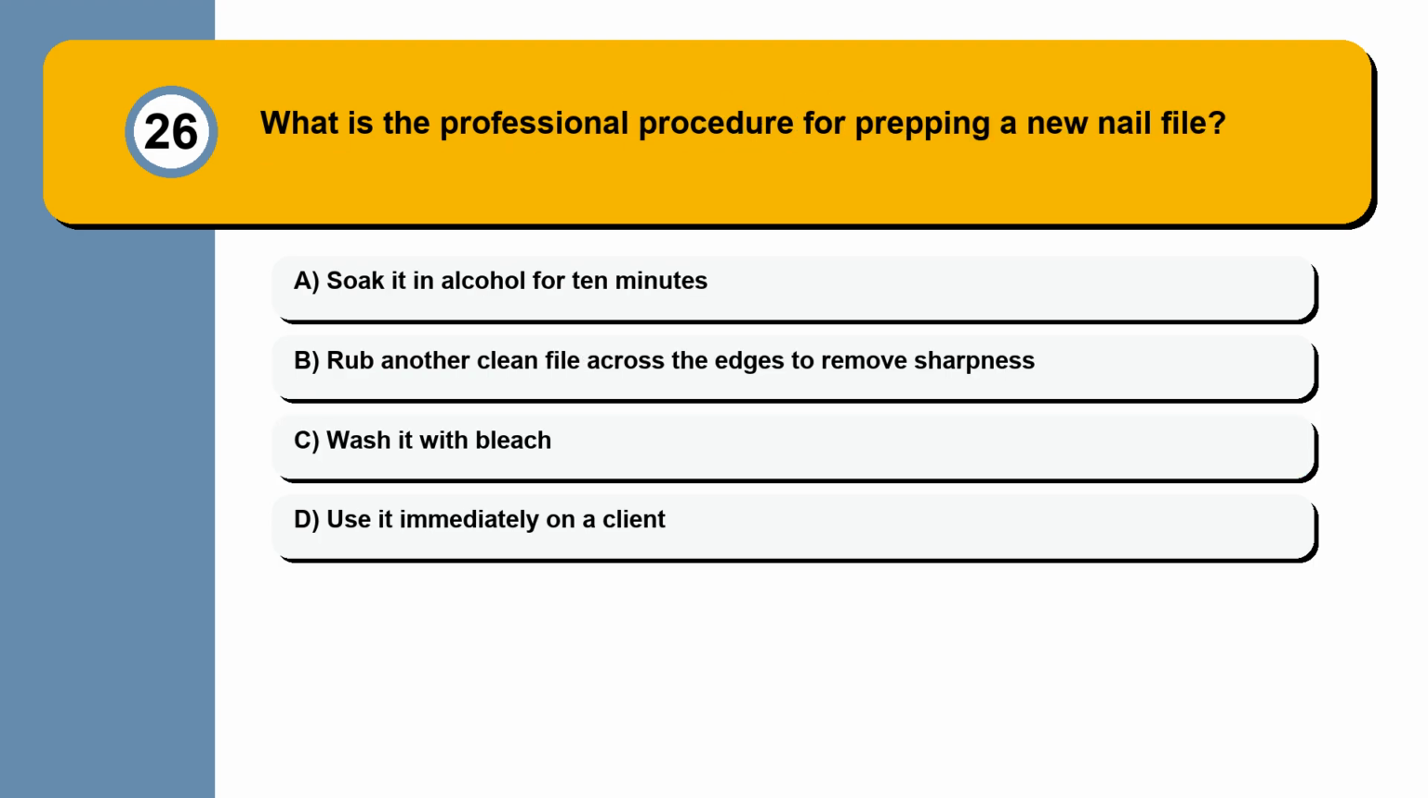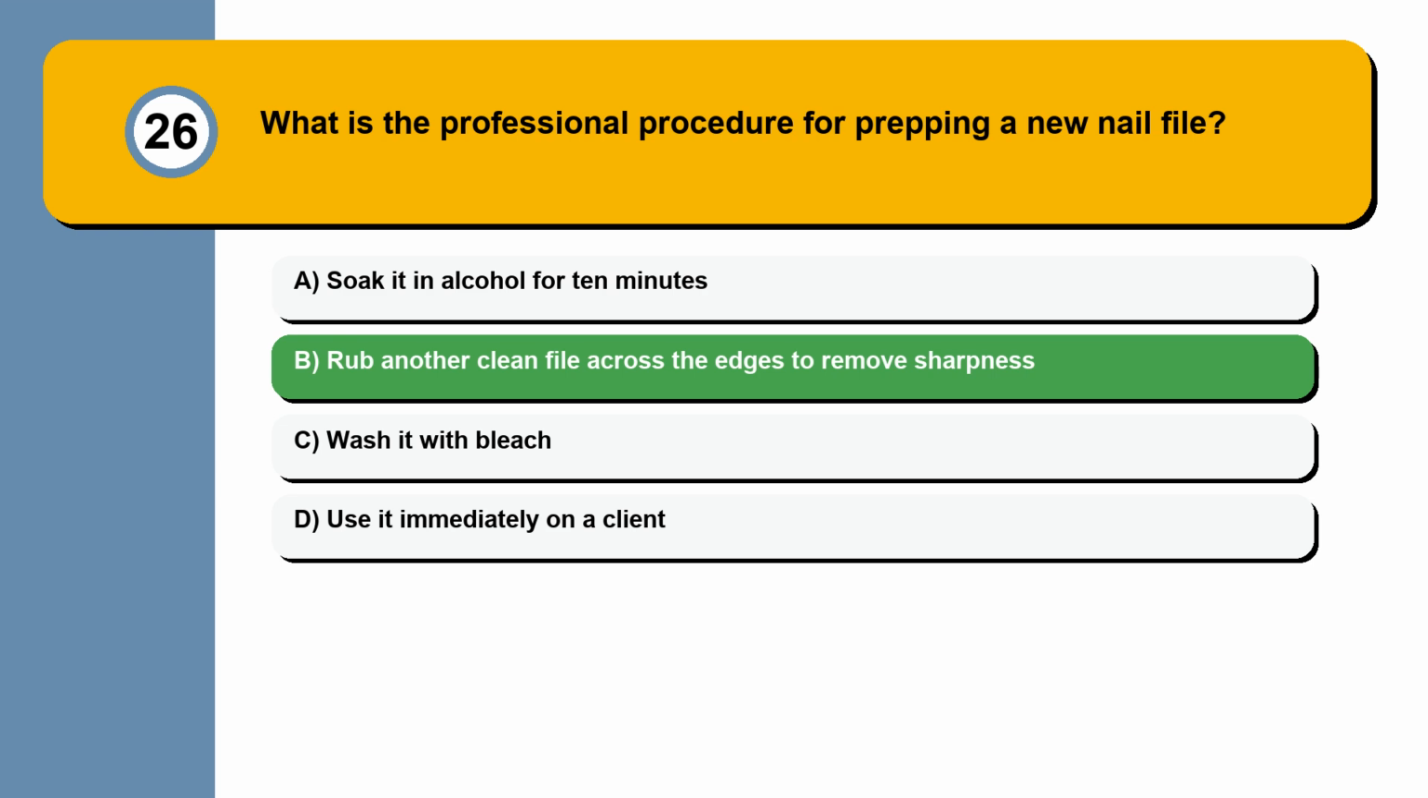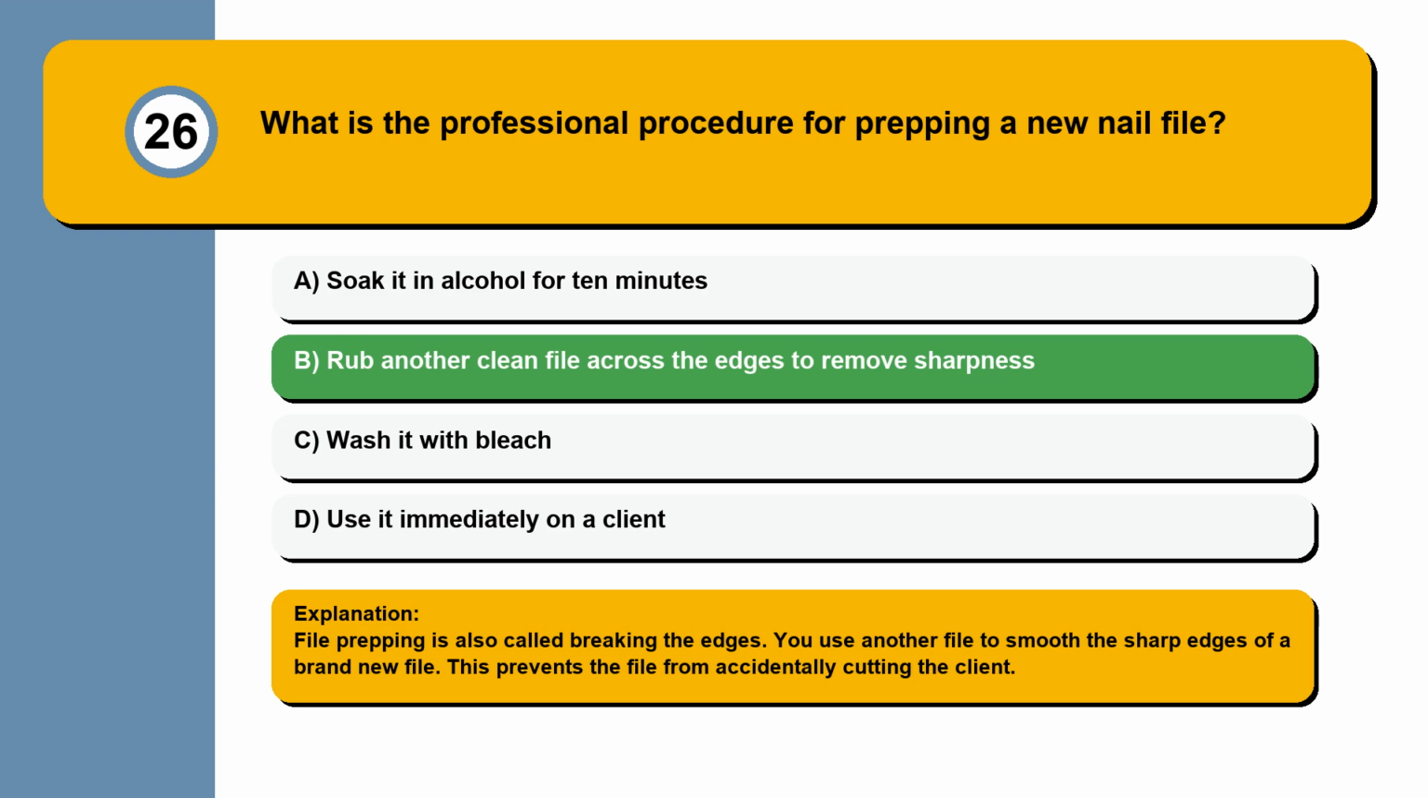Question 26. What is the professional procedure for prepping a new nail file? Soak it in alcohol for 10 minutes. Rub another clean file across the edges to remove sharpness. Wash it with bleach. Use it immediately on a client. File prepping is also called breaking the edges. You use another file to smooth the sharp edges of a brand new file. This prevents the file from accidentally cutting the client.